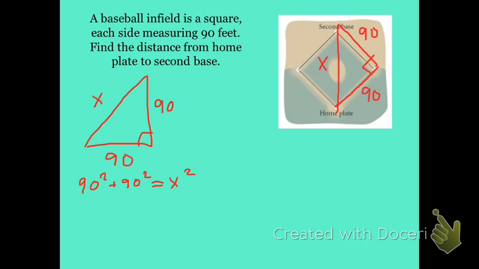If I just take my calculator real quick and type in 90 squared plus 90 squared, that will come out to 162,000... I mean 16,200 equals x squared, and we can either take the square root of both sides and get a decimal answer. So the square root of 16,200 is 127.3 feet.